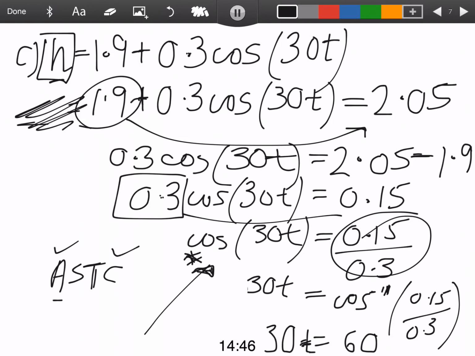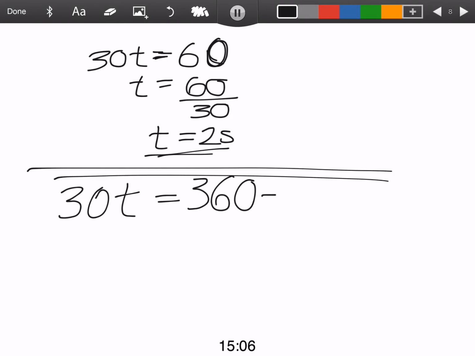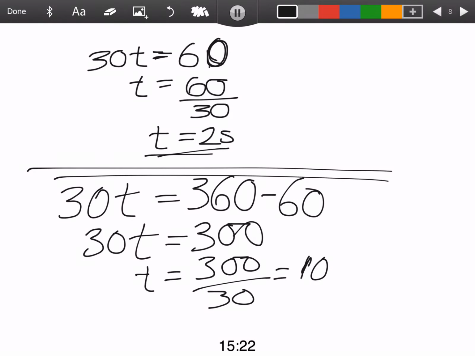Okay, so our first solution, we got 30t is equal to 60. We got the 60 on the calculator. I'm going to show you how you would get your second solution. Okay, to get your second solution, it was a fourth quadrant. What do you do in the fourth quadrant? Remember, 360 minus the calculator answer. Okay, so what you've actually got is that 360 take away 60 is 300. What's t then? Well, 300 divided by 30. The time is 10 seconds.